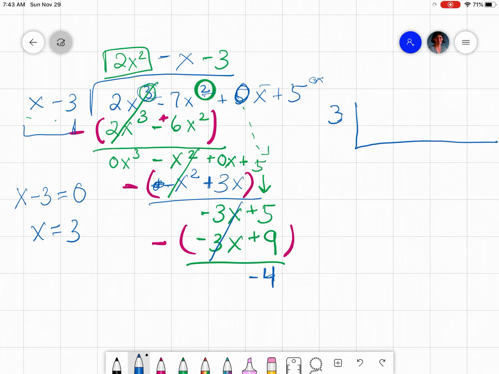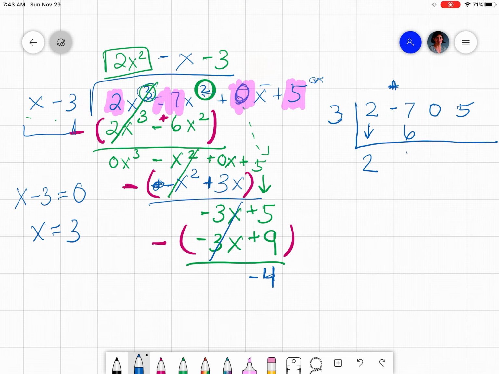We make this box. Now, I want to take the coefficients. So these are the coefficients. I want to take the coefficients and the constant, and I want to put them inside the box. So I have a 2, a minus 7, a 0, and a 5. Now the first step is to drop down this 2. So I just bring this 2 down, and now I multiply. 3 times 2 is 6. And here's the biggest difference between synthetic division and long division: I'm going to add these numbers. These numbers all get added.